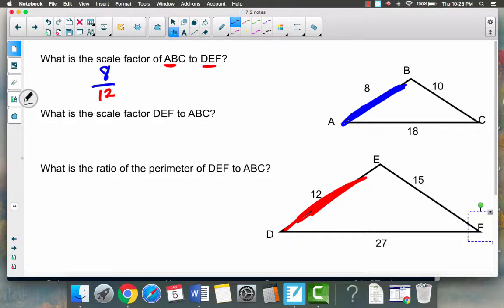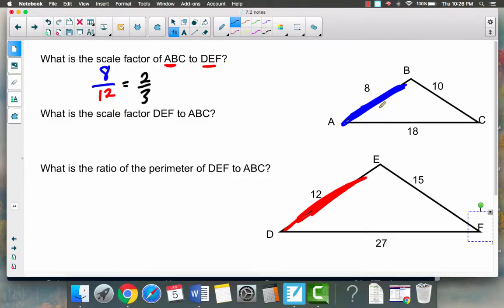And then, of course, I said this at the beginning, anytime you write a ratio, you always want to make sure you reduce it. So obviously both of these can be reduced by 4, so we would get a scale factor of 2/3. And what this tells us is that the first triangle is 2/3 of the second one.